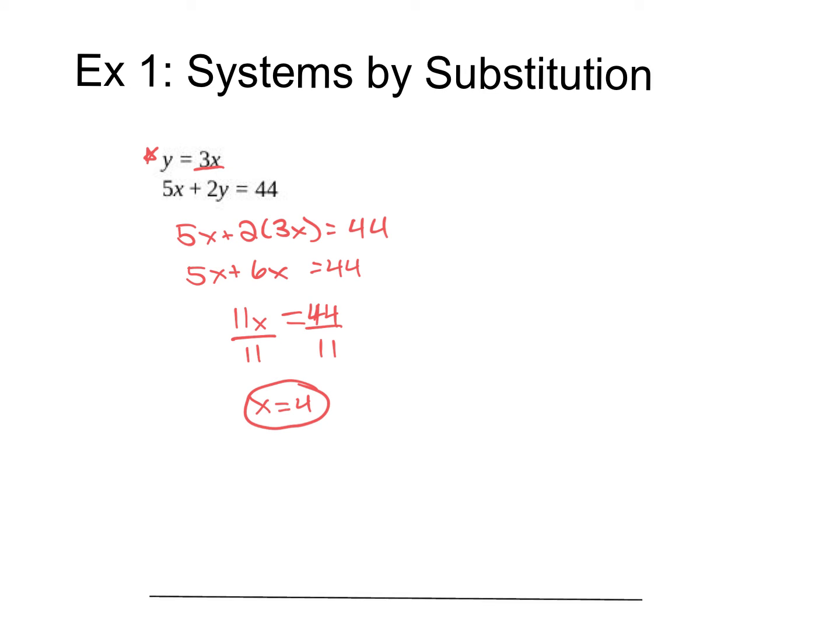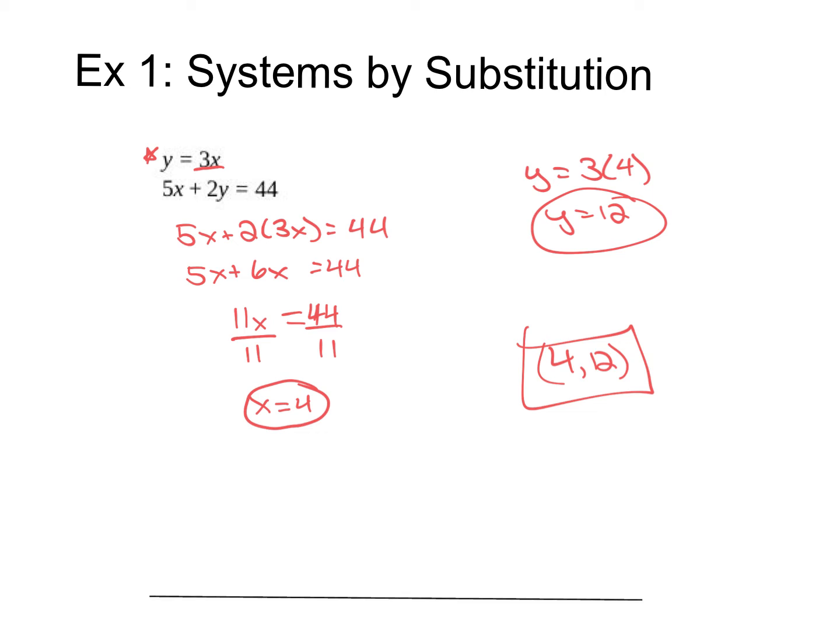When we substitute this one back into one of those originals, it looks like the y equals 3x is going to be a little bit easier. So let's plug in 4 for x, and that's going to tell us y equals 12. So our answer here is 4, 12. And that's all we got. All right, next one.